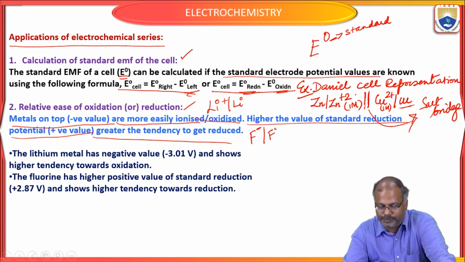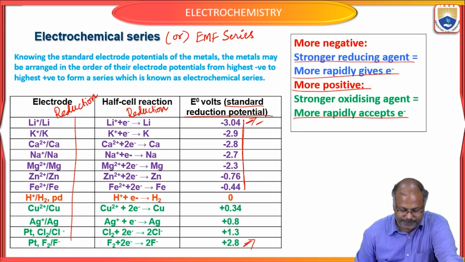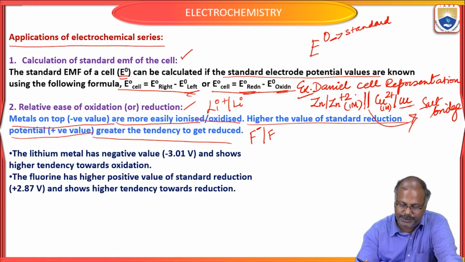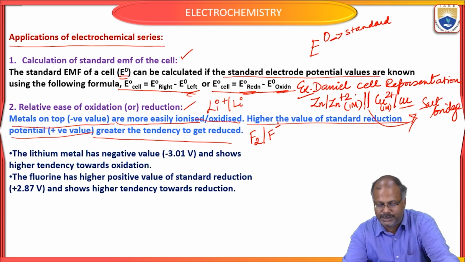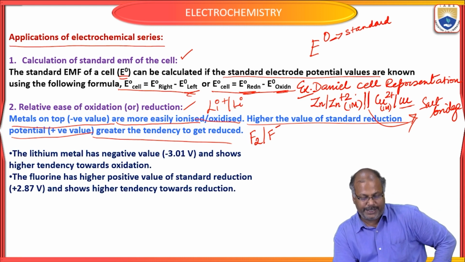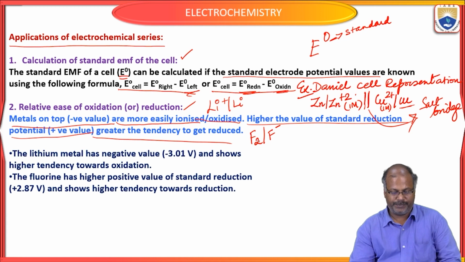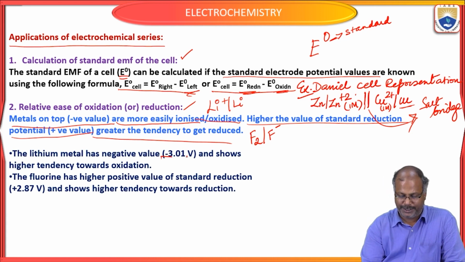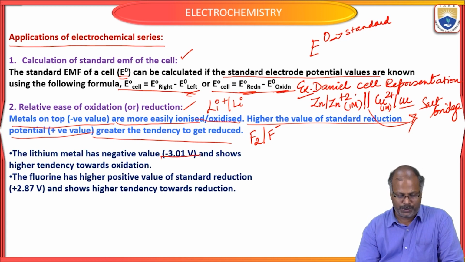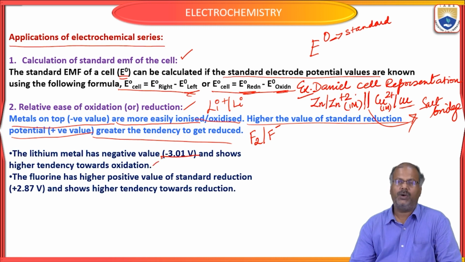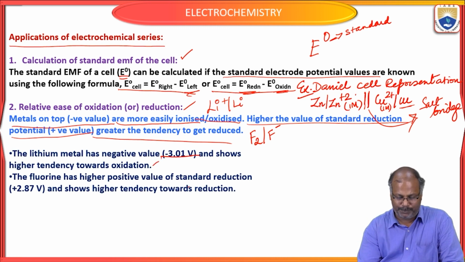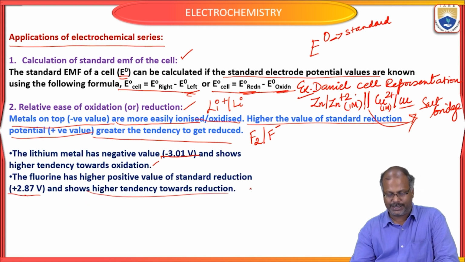Fluoride. This is high negative, high positive. So lithium metal has a high negative value, minus 3.01, and shows a higher tendency towards oxidation. Fluorine has a higher positive value of standard reduction, plus 2.87, and shows a higher tendency towards reduction.